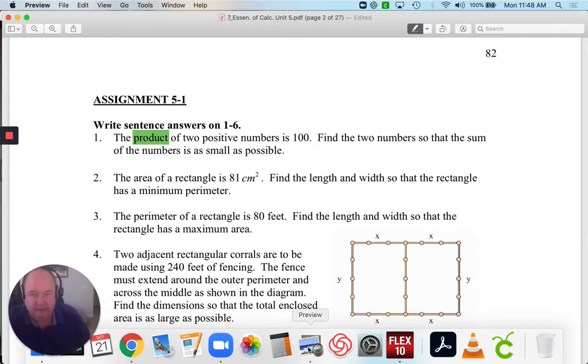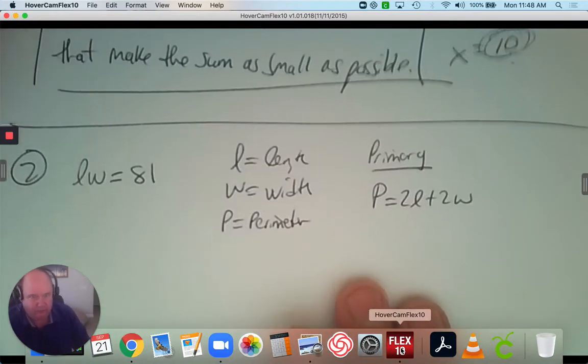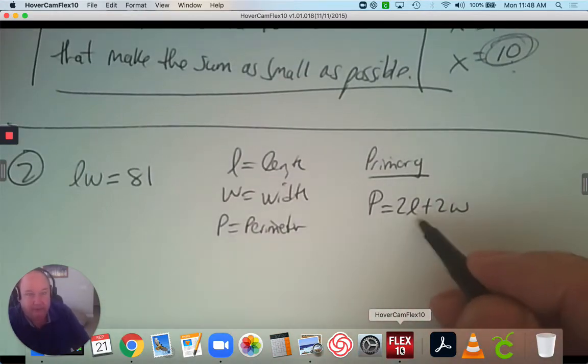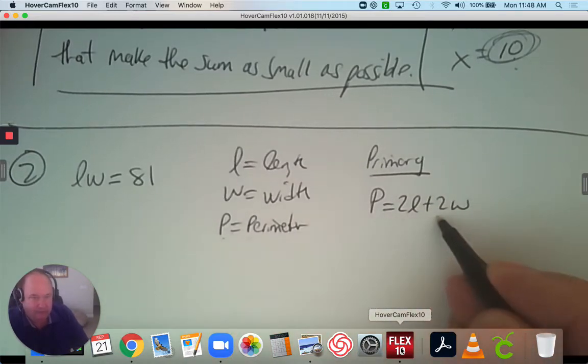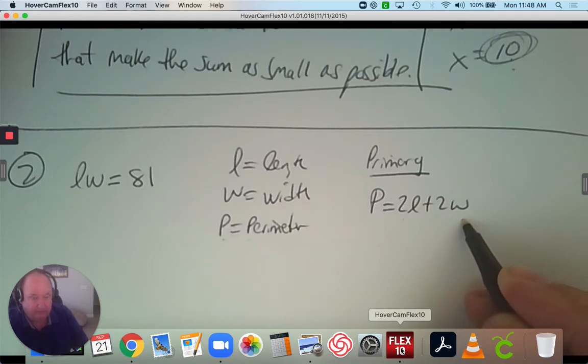Next, find the length and width so that the rectangle has a minimum perimeter. Now remember, my primary equation is going to come from the goal. What am I looking for? I'm looking for the length and width to do with perimeter. So I'm going to let P be perimeter. And I have to know that the formula for perimeter is twice the length plus twice the width. So this is my primary, because this is what I'm looking for. That's because you know that formula.